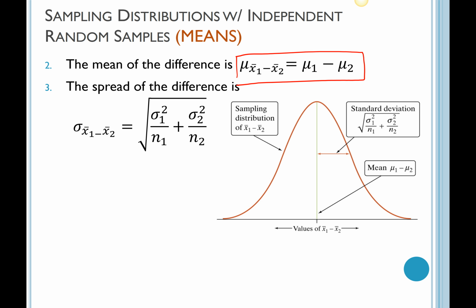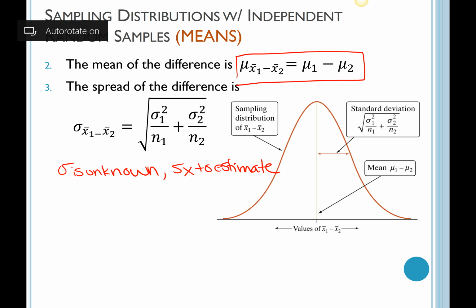Now the standard deviation is going to be very, very similar. Here it says sigma squared 1 and sigma squared 2. Remember, if sigma is unknown, we're going to replace that with s sub x to estimate. So if we know sigma, then we can plug that in. If we don't, we're going to use s sub x to estimate. Very similar to the very first time, I'm going to show you how this is derived.